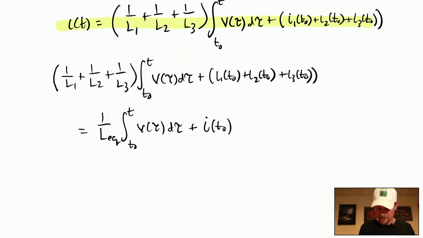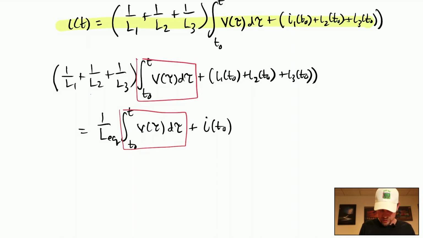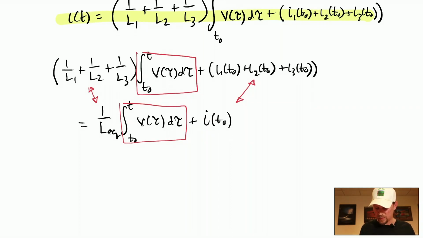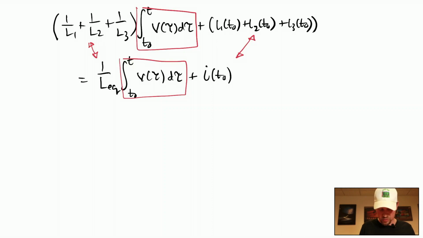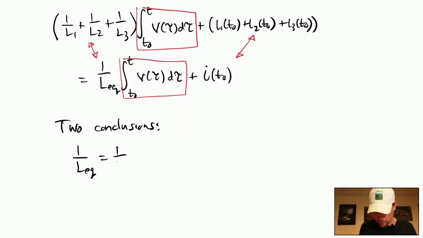I of t0. And notice that we have now two equivalences that must be true. Notice that this right here is in common to that, which means that for these two to be the same, these two must be true. And similarly, these constants must be equal to one another. So we have actually two new conclusions. The first is that 1 over L equivalent is equal to 1 over L1 plus 1 over L2 plus 1 over L3.